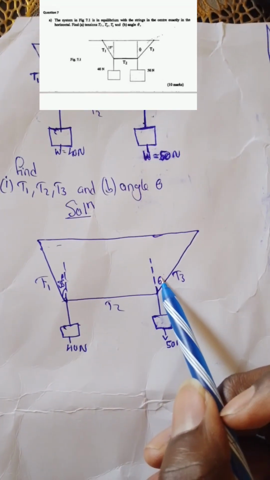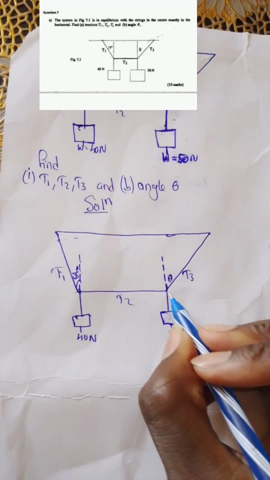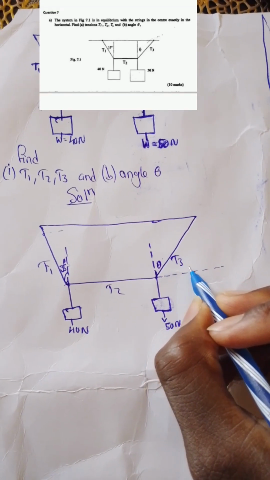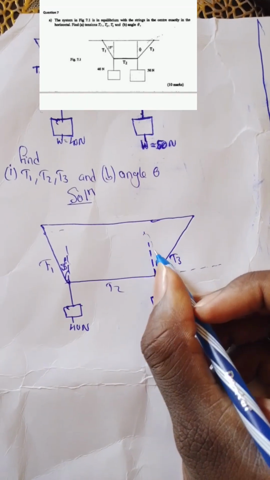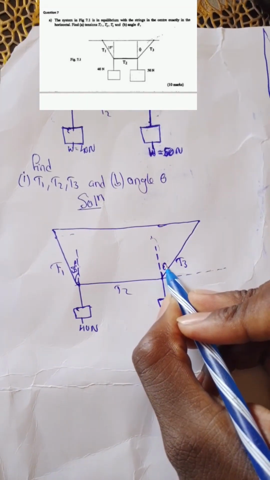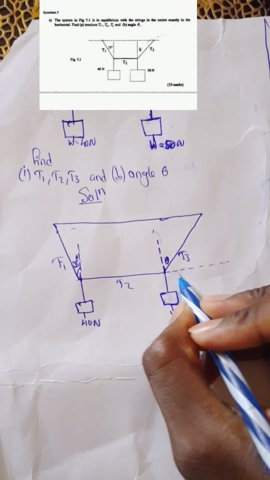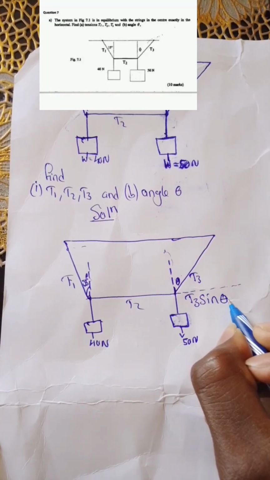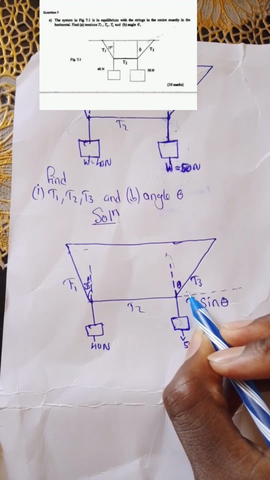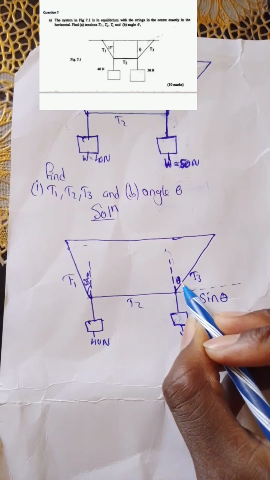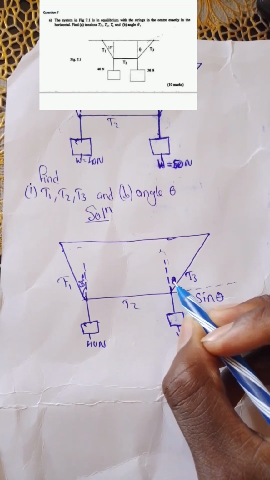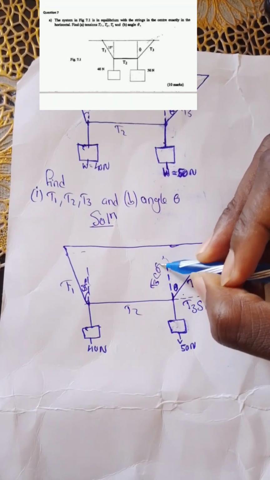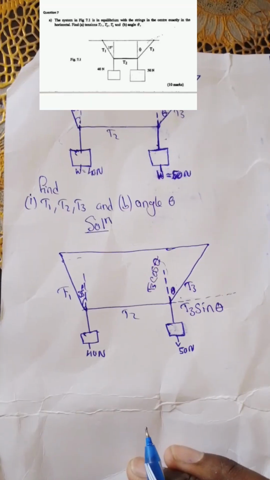As you can see, the angle theta is here, so we are going to resolve tension 3 into the x component and the y component, right? Since the angle is on this side, the part that's not carrying an angle will be T3 sine theta. If theta was here, this would have been T3 cos theta. We put cos where the angle is, so this will be T3 cos theta. That's how you resolve it.